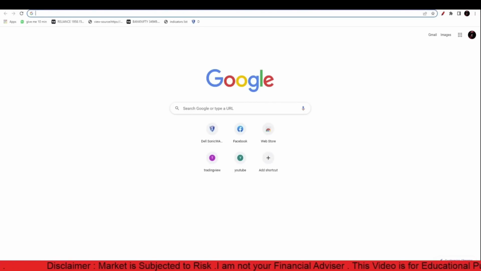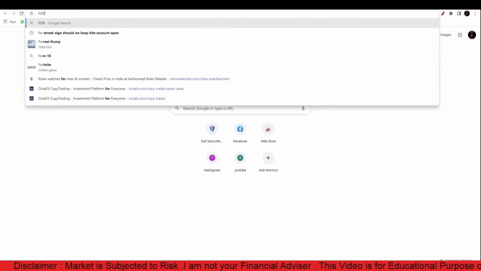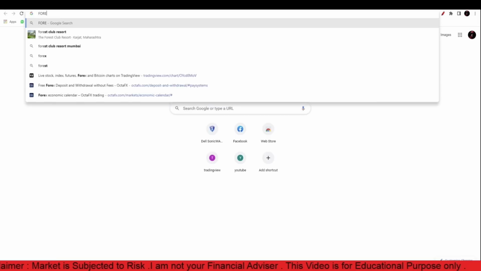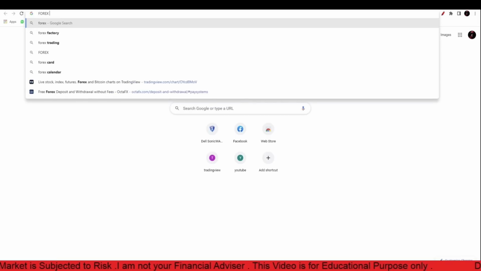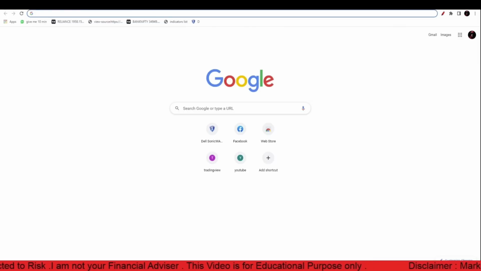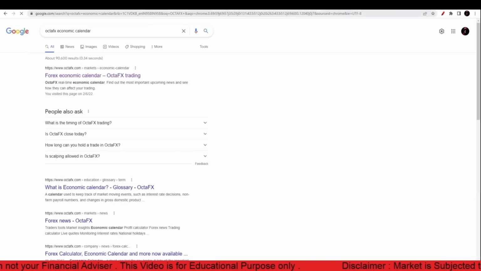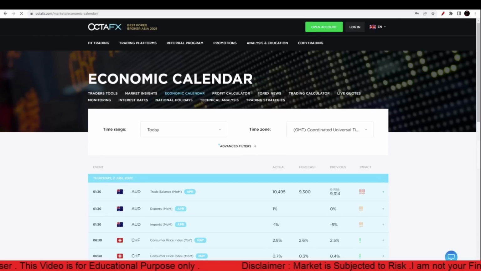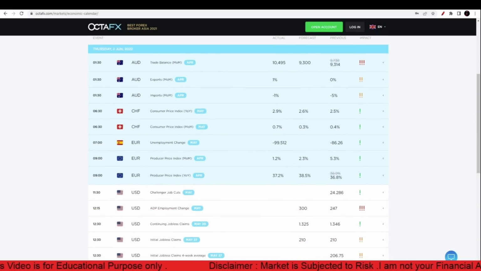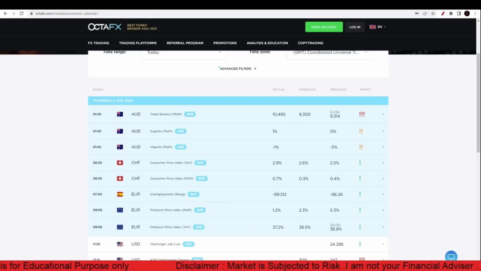In OctaFX, you can type in OctaFX forex economic calendar. What is the use of that? I will just tell you. Let's go into this. This is the forex economic calendar, and it will tell you exactly what events are coming up.